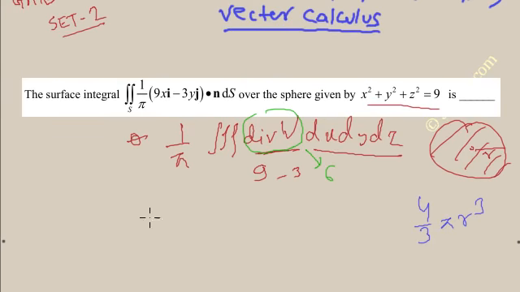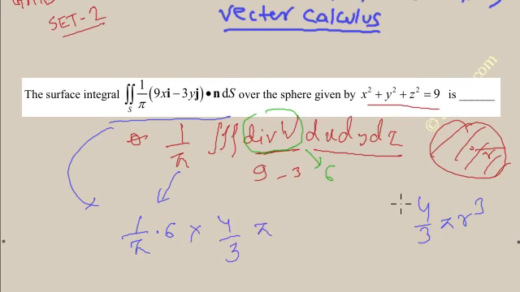So if you put the values here, it will be equal to 1 by pi, div V is 6, into the total triple integration, which is 4 by 3 pi r cube. R is 3, so 3 into 3 into 3. So this 3 cancels, pi cancels. So 24 into 3 into 3, 9. 24 into 9 is 216. So 216 is the answer.